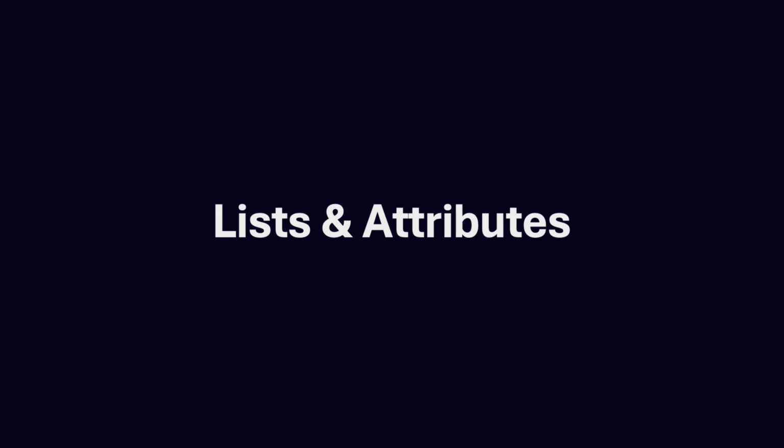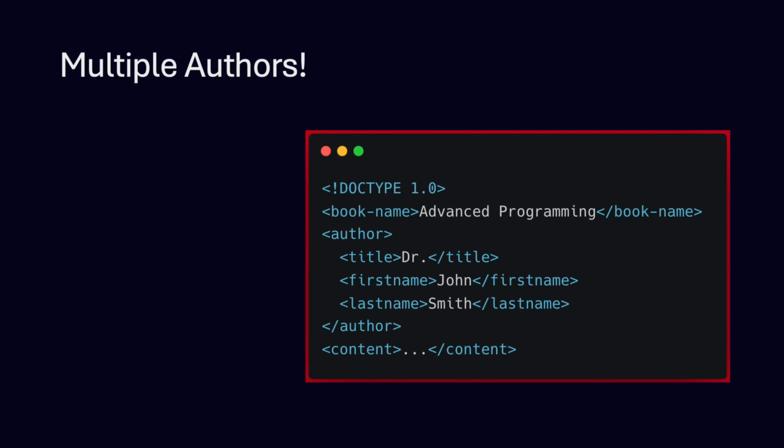Our structured format has been working really great, but I'm getting new requests from customers that are pushing the boundaries of our current system. Here's what's happening. I have new customers who write books together. They want to publish a single book with multiple authors. They're asking me to improve my format to handle multiple authors. Here's an example of my current format. The problem is obvious. My current format only supports one author per book.